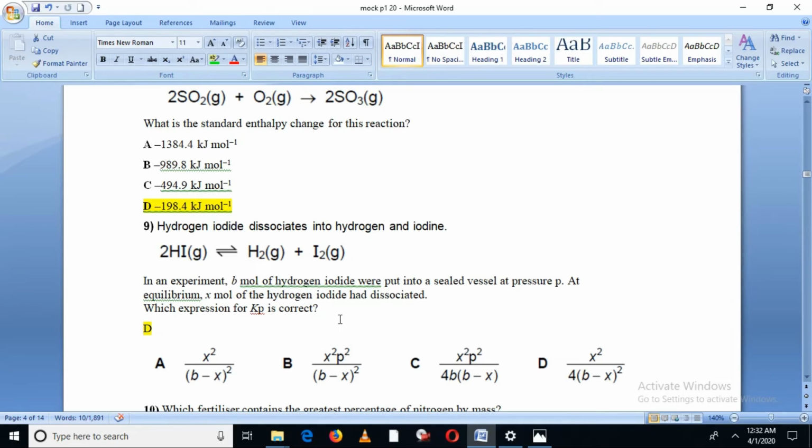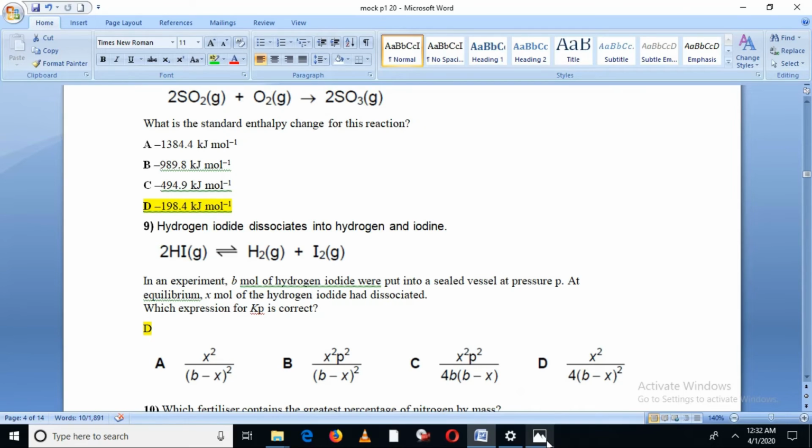And the question was, in an experiment, B moles of hydrogen iodide were put into a sealed vessel at a pressure P. Thus, the initial moles of the hydrogen iodide that were put into the vessel was B. And at equilibrium, X moles of hydrogen iodide had dissociated. From B moles of hydrogen iodide that were initial, X moles have dissociated.